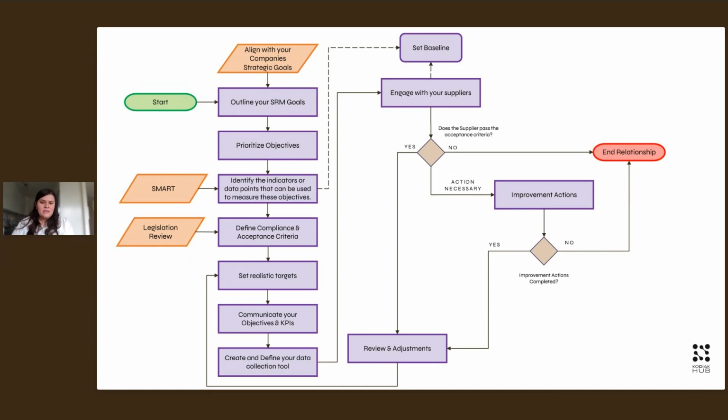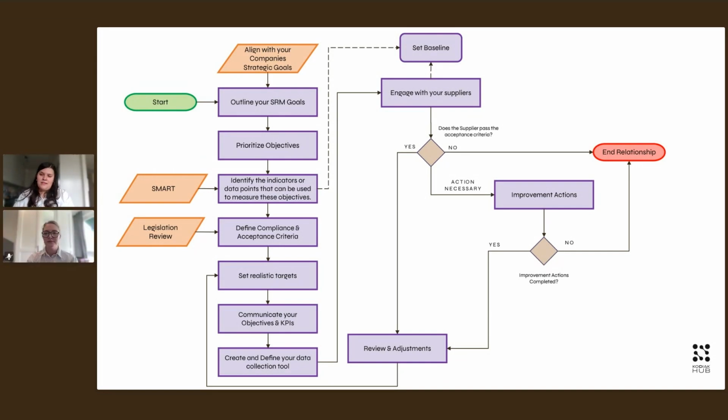So once you do the legislation review, you have your SMART goals, you can start setting up targets. What is good for you? What is your goal for your supply chain? After you set up those targets, let's start with communicating those objectives and KPIs to your stakeholders, both internally, but also your suppliers, for example. It is important to know what is the direction that you want to go, what are your values, your code of conduct, what are those important things that you want to execute in your day-to-day.